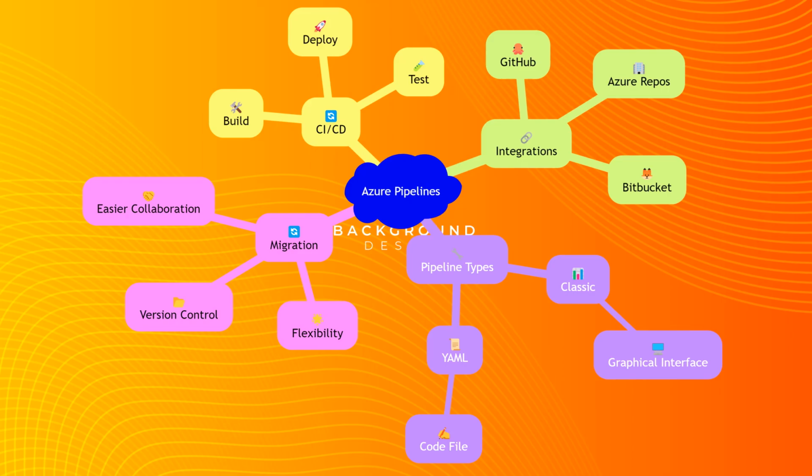Classic pipelines are defined using a graphical user interface, while YAML pipelines are defined using YAML syntax in a code file. Migrating from Classic to YAML pipelines can offer more flexibility, version control, and easier collaboration.